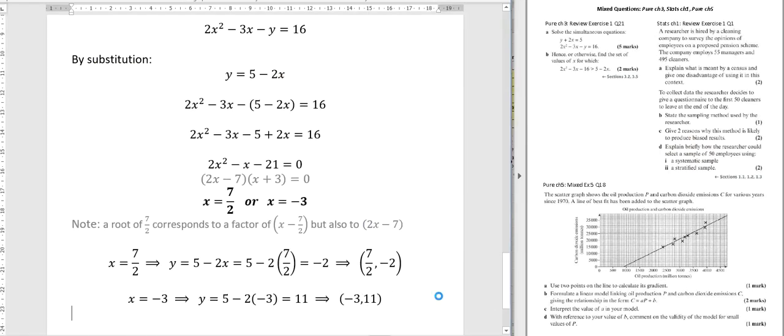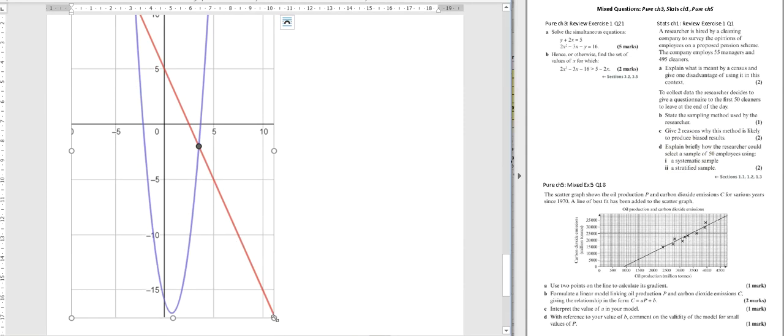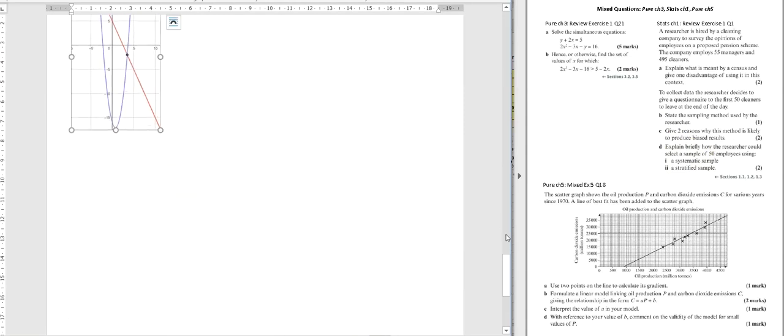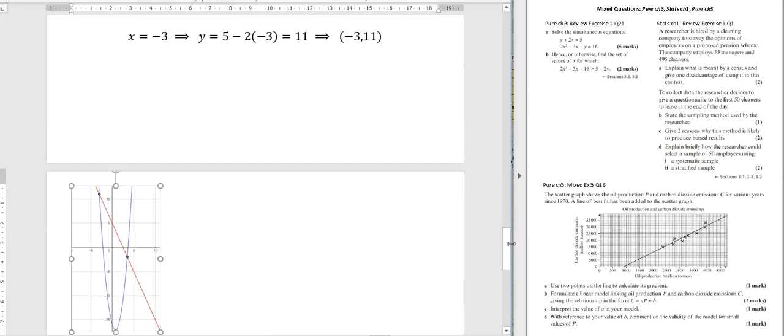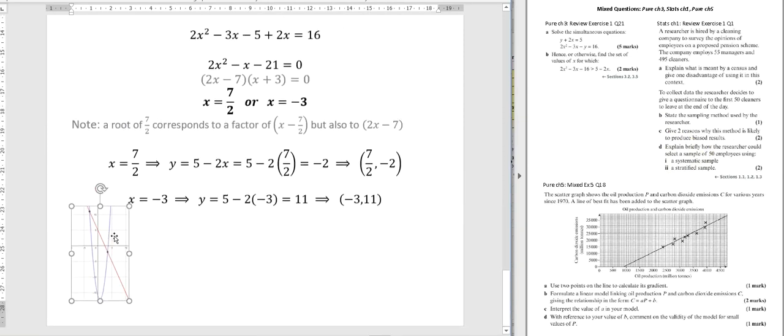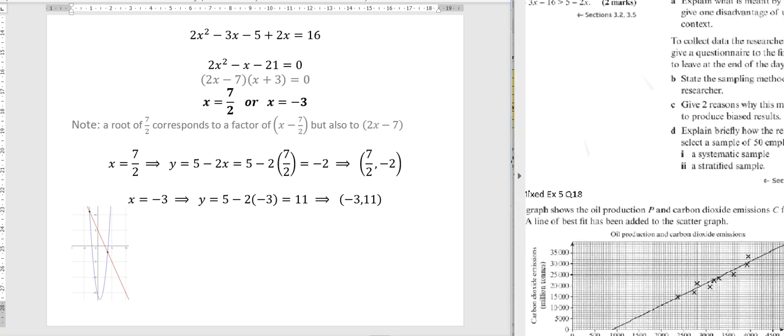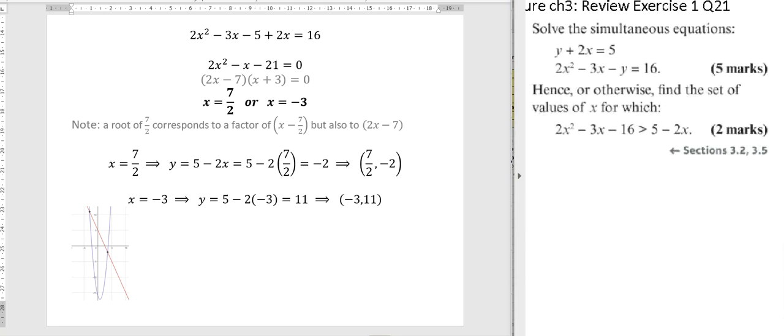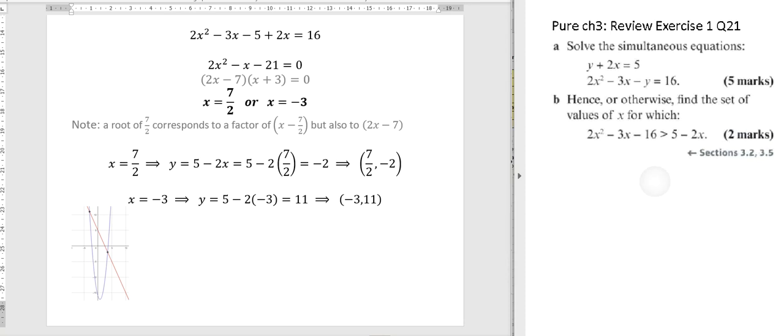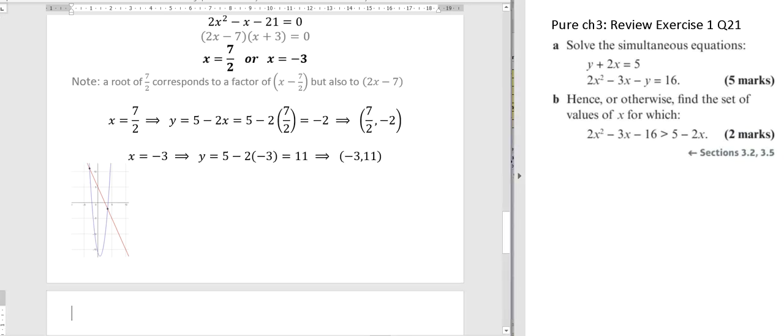Those are the two solutions we were asked for. If you're curious, we'll include this diagram in here for your later reference. But that wasn't the end of the question. That was the end of the first part of the question. The question requires us to not only solve the simultaneous equations, but also to find the set of values for which 2x squared minus 3x minus 16 is greater than 5 minus 2x.